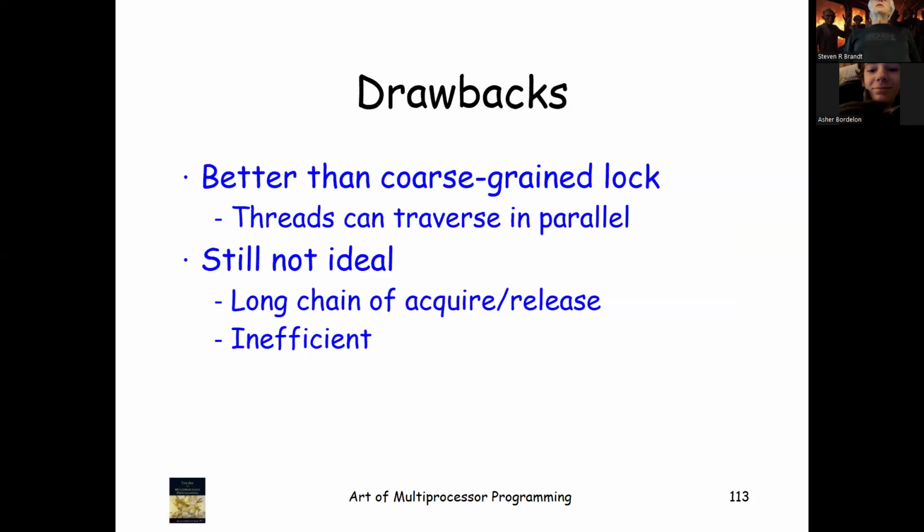And the drawbacks are, for our fine-grained hand-over-hand locking, is that it's better than a coarse-grained lock. Threads can still traverse in parallel, but it's still not ideal because we have to do lots of acquire releases of the locks, and that can be inefficient.